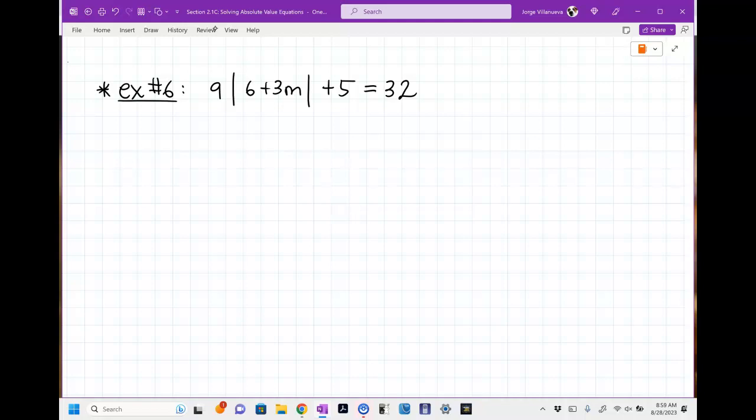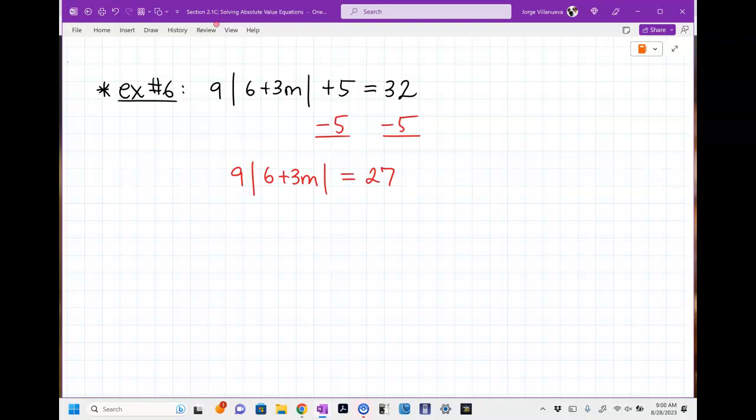So you have to look to see what's there and ask yourself, what is it doing? It's adding? Well, then let me subtract it. What about the 9? Well, 9 is multiplying, so let me divide it. You always undo. You do the opposite to solve. So I'm going to start off by subtracting 5 on both sides. So this is going to give me 9 times the absolute value of 6 plus 3m is equal to 27.